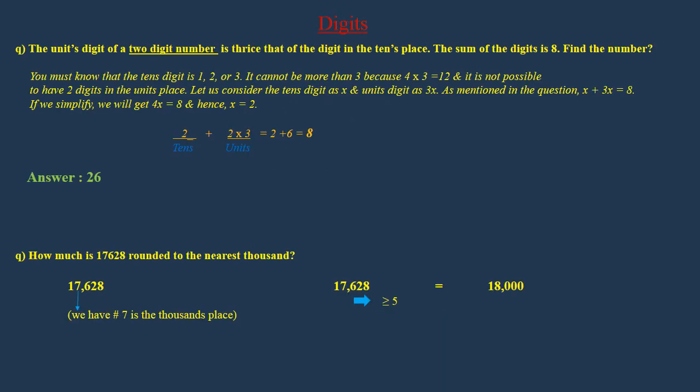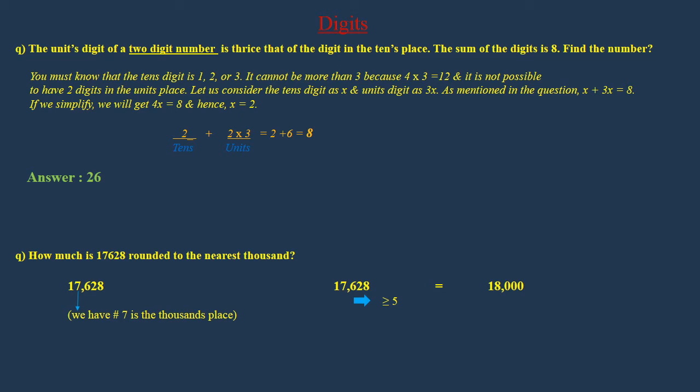Now, if we have a question which says the units digit of a two-digit number is thrice that of the digit in the tens place. The sum of the digits is 8. Find the number. Now, first of all, do not overthink. You must know that the tens digit is 1, 2 or 3. It cannot be more than 3 because 4 into 3 is 12, and it is not possible to have two digits in the units place.